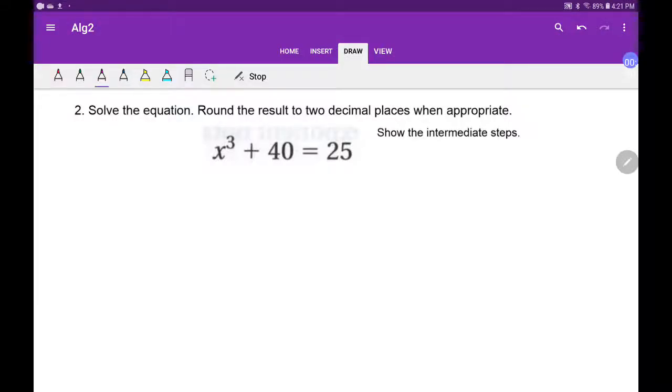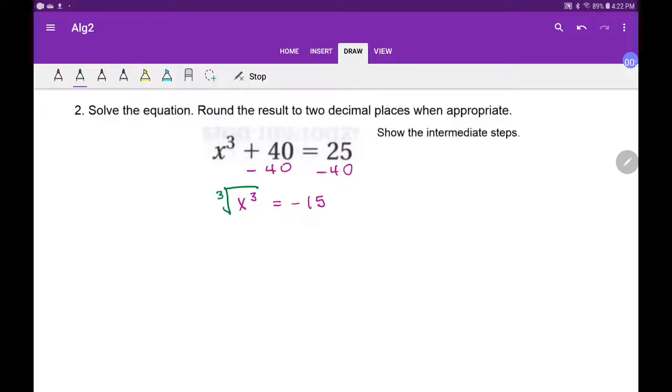We're solving this equation, so let's get the x more alone. So we'll subtract 40 from both sides. We have x to the third. That's not what we're after. We're after x. 25 take away 40, we're going to get a negative 15. And now to get rid of that third power, we're going to take the third root.